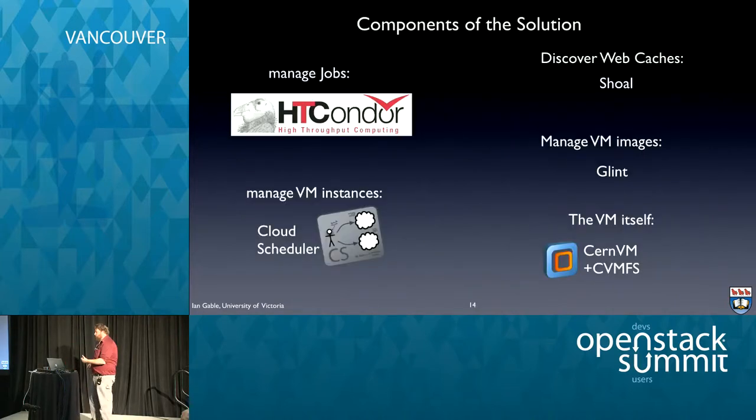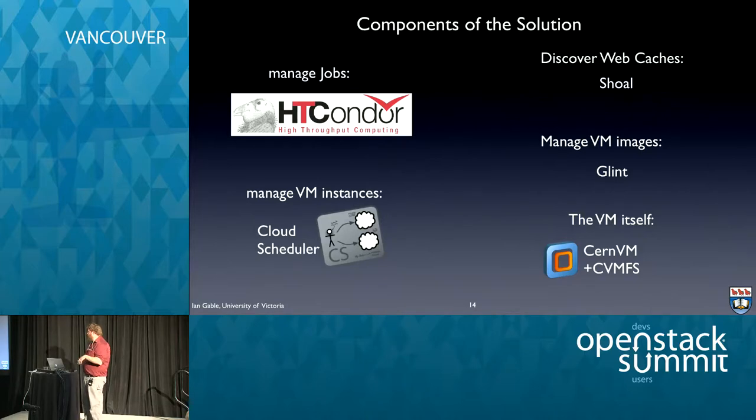So now I'm going to talk to you about the components of this distributed system. What we've done is mixed up many different already available components and then added a few small things where we needed to close the gaps. So to manage jobs, we use HTCondor, which is an extremely scalable batch computing system that's quite well known. I'll talk about that in a second.